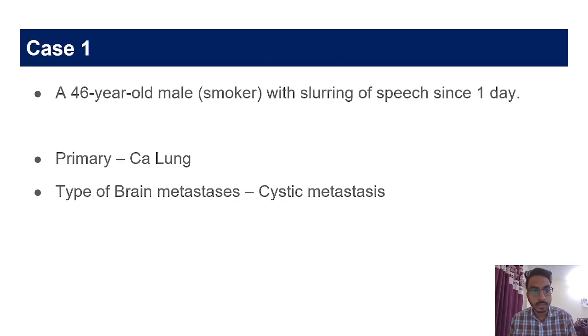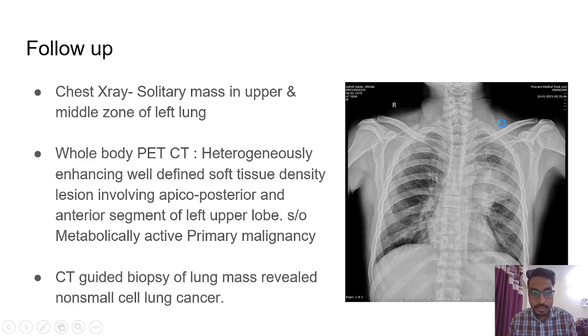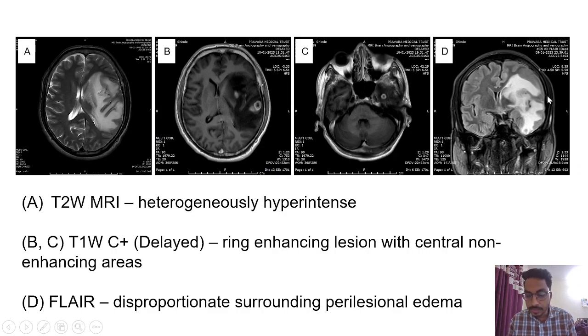Case 1 is a 46-year-old male smoker with slurring of speech since 1 day. Primary malignancy was CA lung in this patient and the type of brain metastasis was cystic metastasis. On T2 weighted images, there was a heterogeneously hyperintense lesion in the left frontotemporo-parietal lobe. On delayed contrast study, there was a ring enhancing lesion with central non-enhancing areas, and on FLAIR study there was a disproportionate perilesional edema.